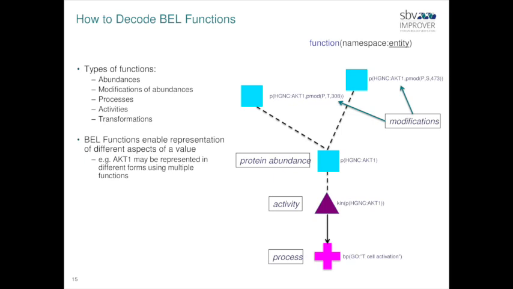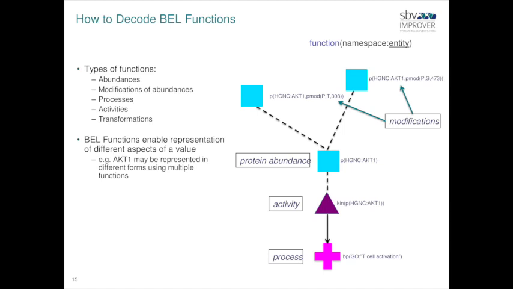Then moving from this, we can represent AKT1 as an activity term, this example being the original protein abundance structure that is wrapped with the kinase function. This can represent the kinase activity of the AKT1 protein. Then, looking at how these are connected to other components in the network, these can lead to additional downstream activities or processes. In this example, we captured that the kinase activity of AKT1 has the effect of increasing the process of T cell activation. The T cell activation node is represented here again using the gene ontology namespace, and this is wrapped with the BP function to indicate the biological process of T cell activation.